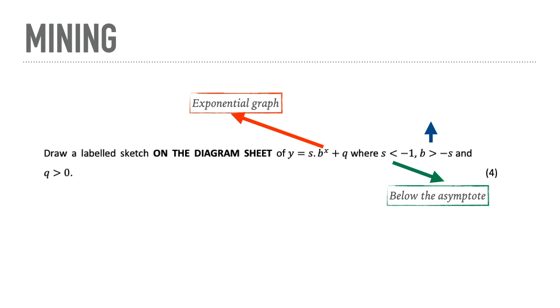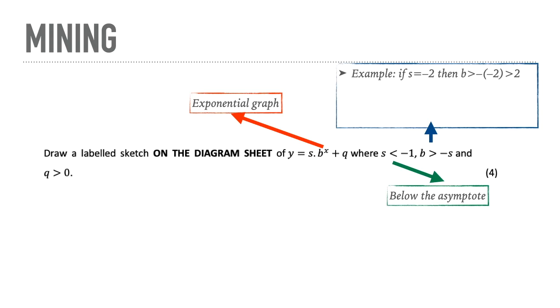My little bit of advice: choose a value for s. Like s is -2. Well, then b must be greater than 2. Why is this important? Because there's a little bit of theory which says if b is greater than 1, the graph is going away from the asymptote.